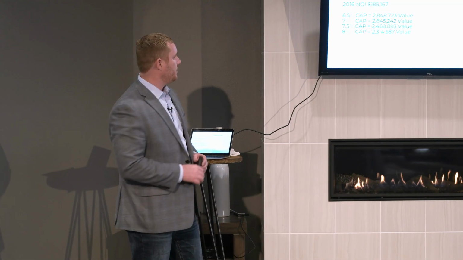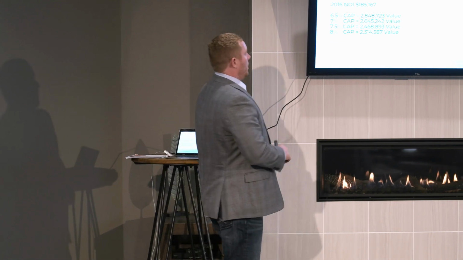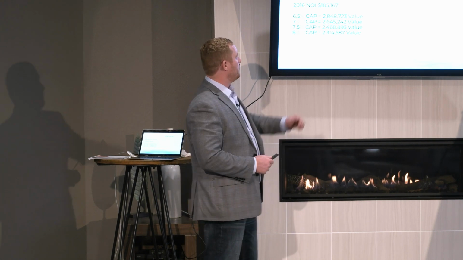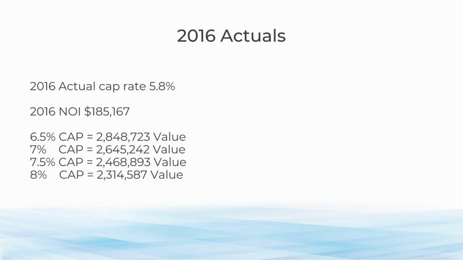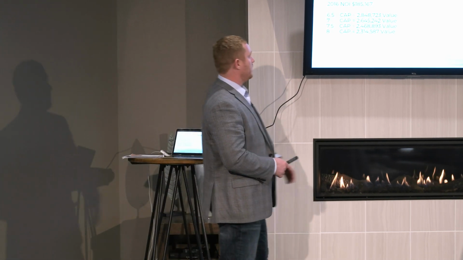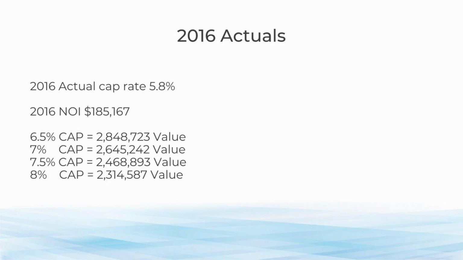All right, so let's look at how this would work. The seller's calculations were correct, and you'll see that on the pro forma sheet. But the actual cap rate for 2016 was 5.8%, right, with a $3.2 million purchase price. Well, that's pretty low, right? Generally, an investor is not going to purchase it for that. That puts the NOI at $185,000.